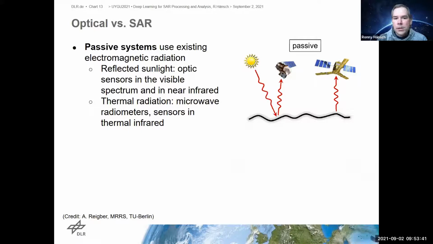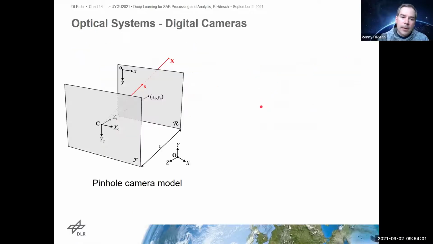So an optical system is usually a passive system, right? This means we have our sensor, but the sensor relies on a different source of energy, either energy coming from the sun reflecting at the surface, or energy that is directly transmitted from the surface of the Earth, right? For example, that could be thermal radiation. The most well-known, well-understood passive systems are optical systems. For example, digital cameras, they're so well-known and well-developed that everybody has one of them, right?